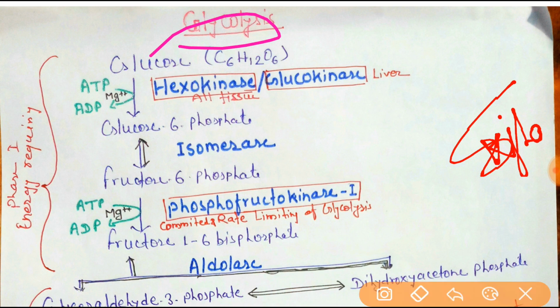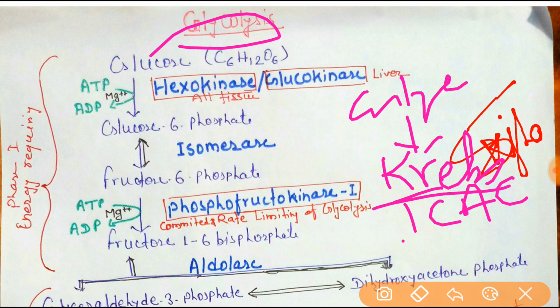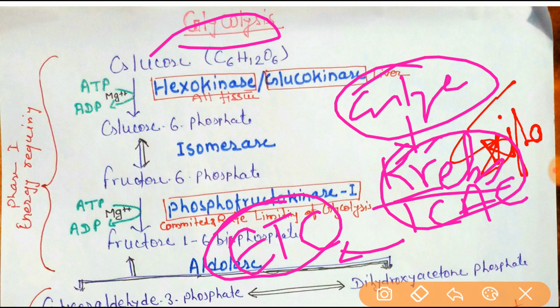The next step is the connecting pathway between glycolysis and the Krebs cycle, or TCA cycle. Then next to that is the electron transport chain. These three play the main important role in ATP generation.